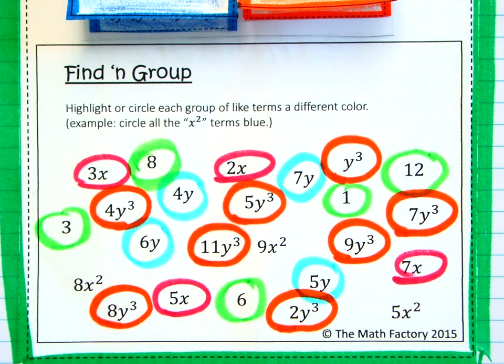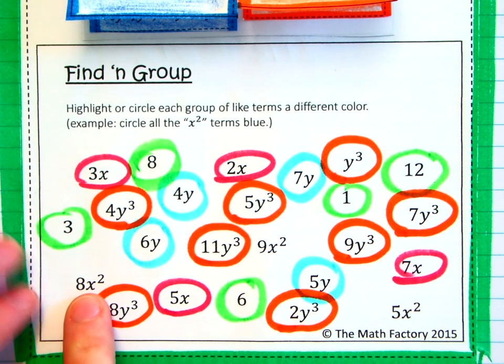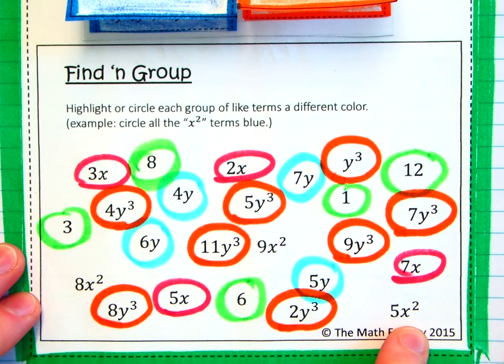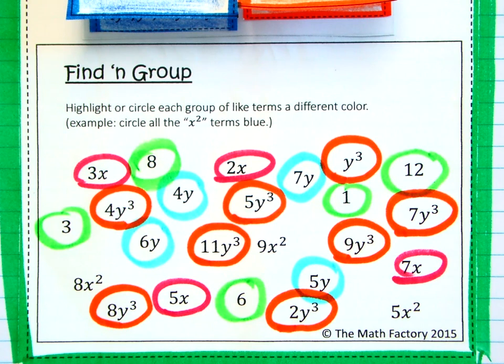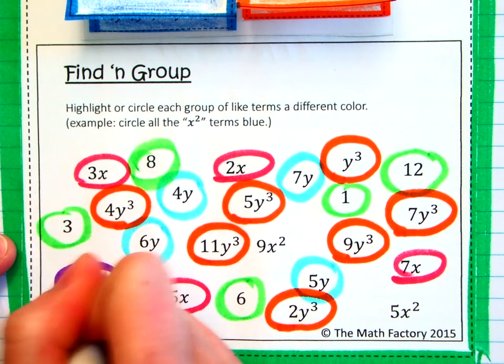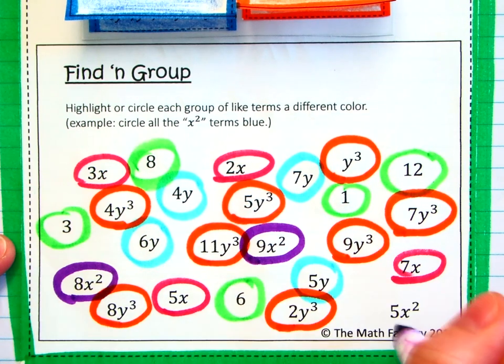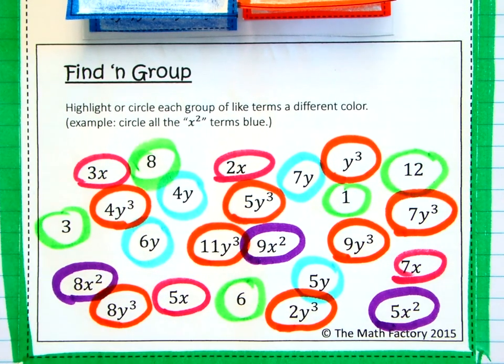All right, we have 3 of them left. Let's see if they belong together. X squared, x squared, x squared. Looks good to me. Last color. 8x squared goes with the 9x squared, which goes with the 5x squared.